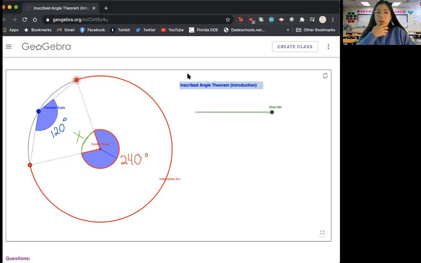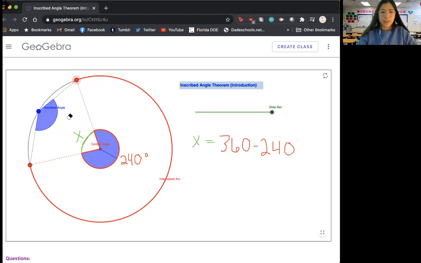Nope, easier than proportions. How much is the whole circle? 360. How much is this portion? 240. So to get the missing amount, you just subtract. So x would be 360 minus 240. Good job, Jalen. 360 minus 240. So let's make it a little bit more generalized now.